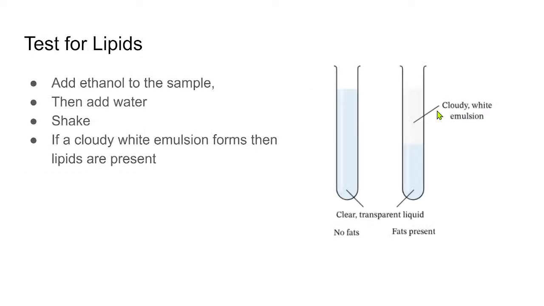So to test for lipids, we add your sample to ethanol, and then you add water. Make sure you do it in that order. So ethanol first, then water. Then you're going to shake it up, and if a cloudy white emulsion forms, then lipids are present. If not, they aren't present.